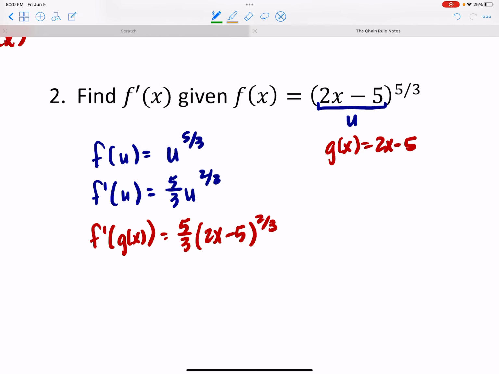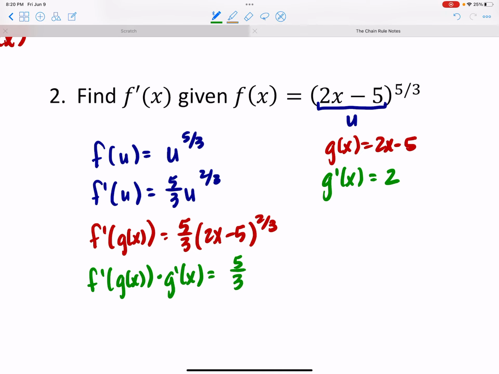and then just one more step. I have to take that and multiply it by g prime of x, the derivative of that inner function. Well, the slope of my line here is just going to be 2. And so final result, f prime of g of x multiplied by g prime of x is 5/3 times (2x minus 5) to the 2/3 power times 2. And again, easy enough to multiply here.